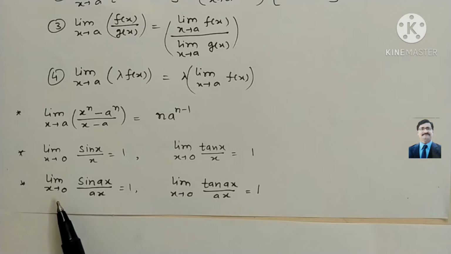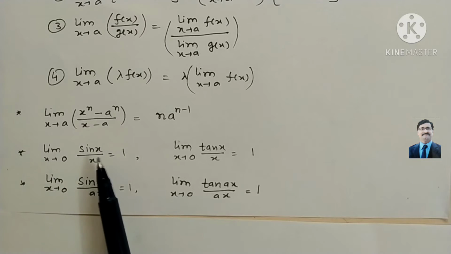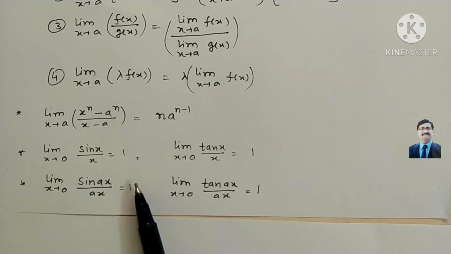Limit as x tends to 0 of sin ax upon ax, this value will be 1. Look here, keep in mind, if you have x here, then x will be in the denominator; if here is ax, then in the denominator also you want ax. If you have sin 4x, means here also you want 4x, then only the value will be 1.